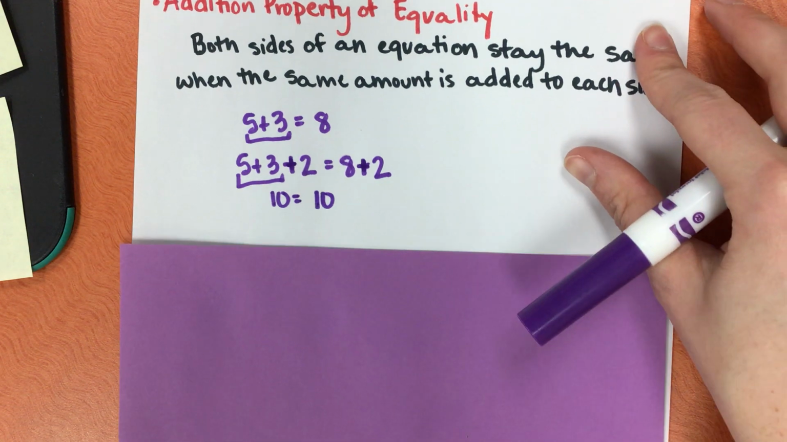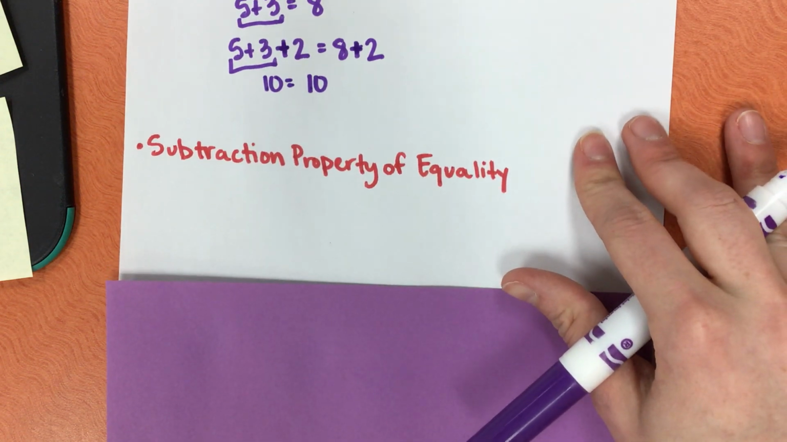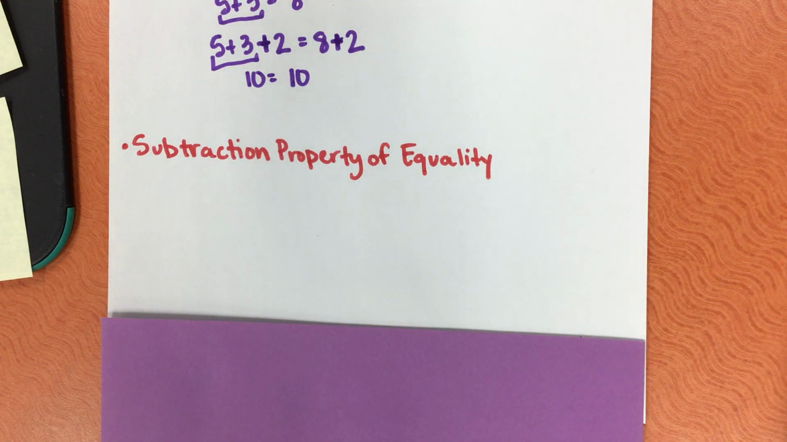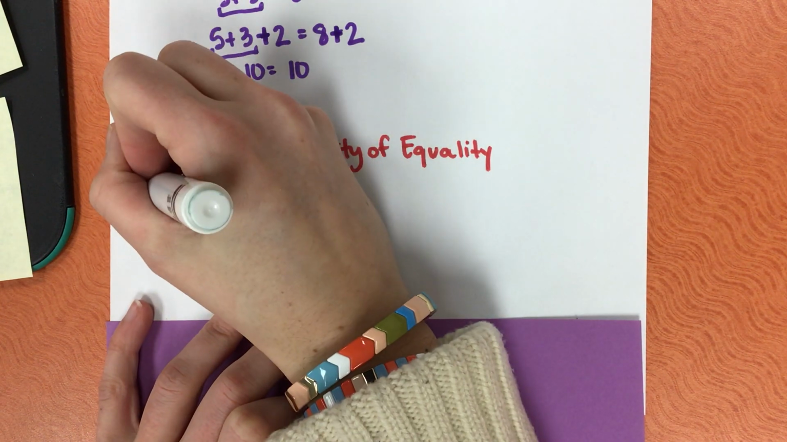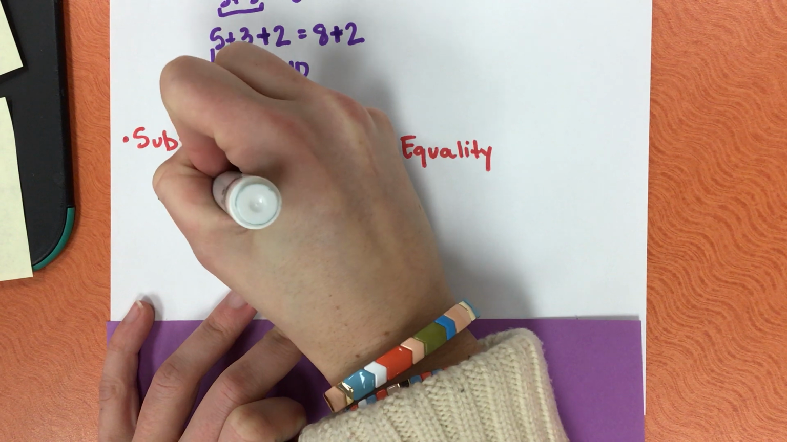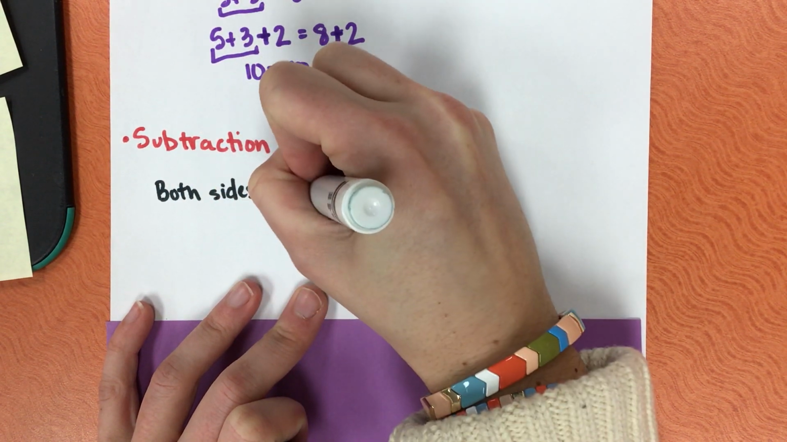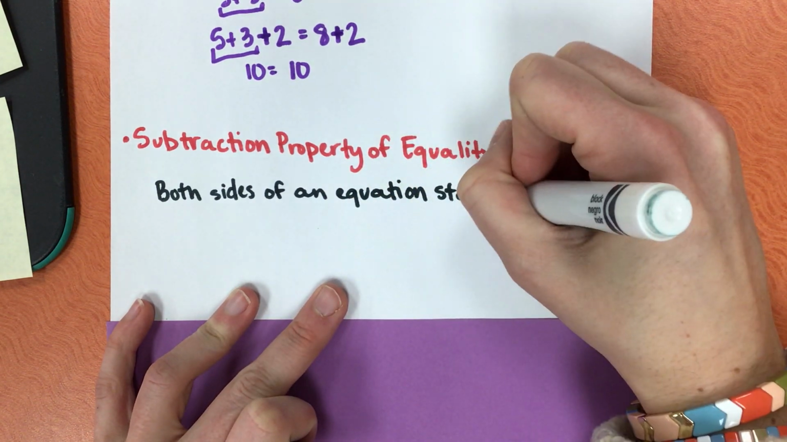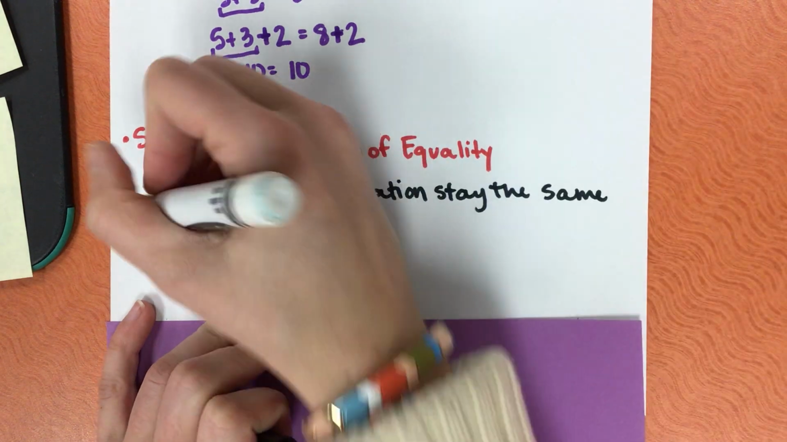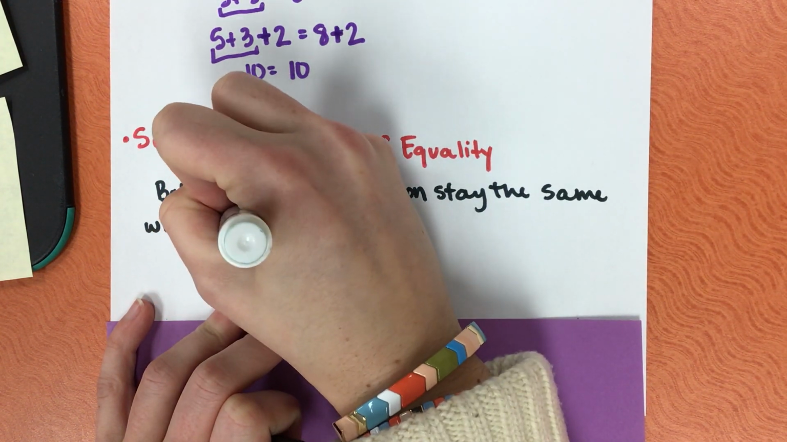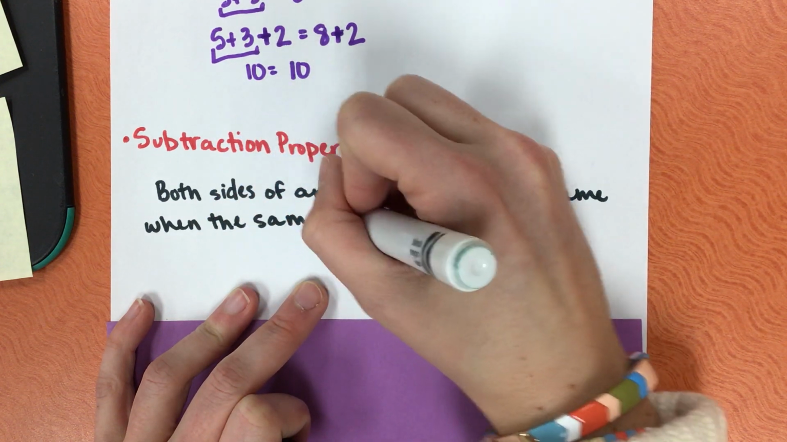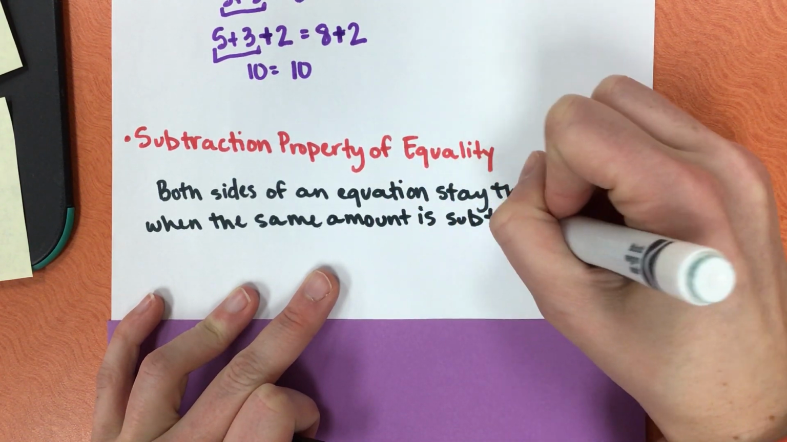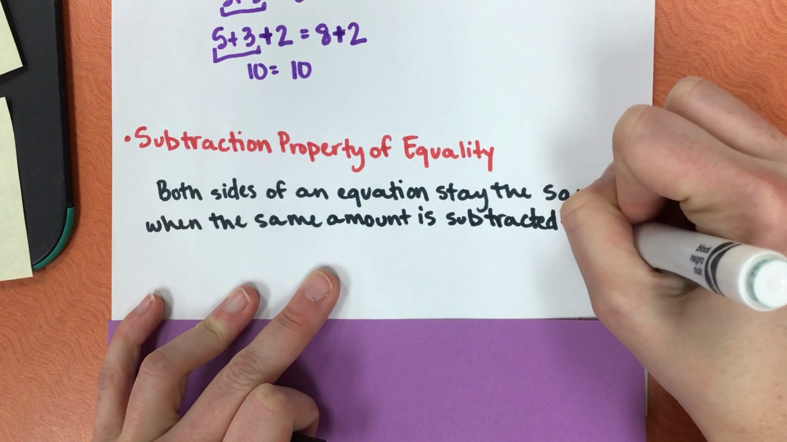Along the same lines, for the subtraction property of equality, the definition is almost exactly the same, except instead of saying when the same amount is added to each side, we're going to say both sides of an equation stay the same when the same amount is subtracted from each side.